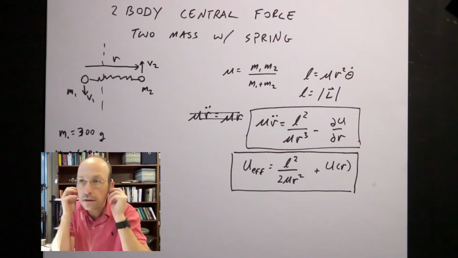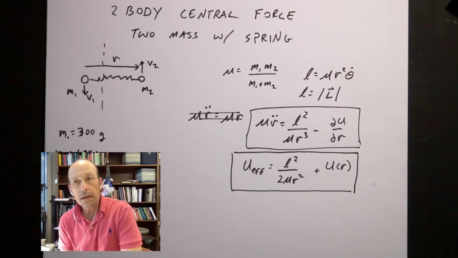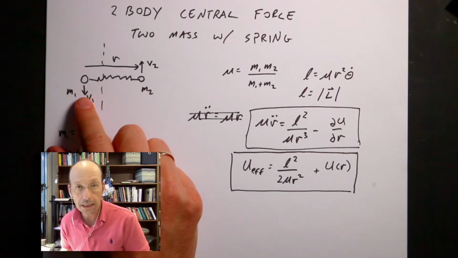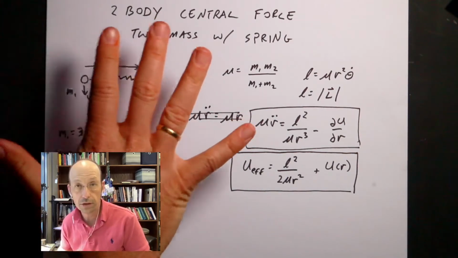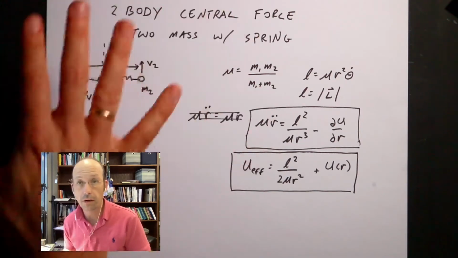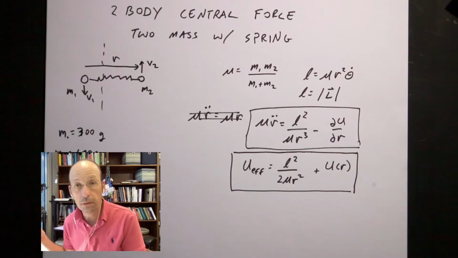Okay. So, here's the situation. If you look right here, I have these two masses connected by springs on a frictionless table, and they're rotating around with a spring connecting between them. And I want to model the motion of this.